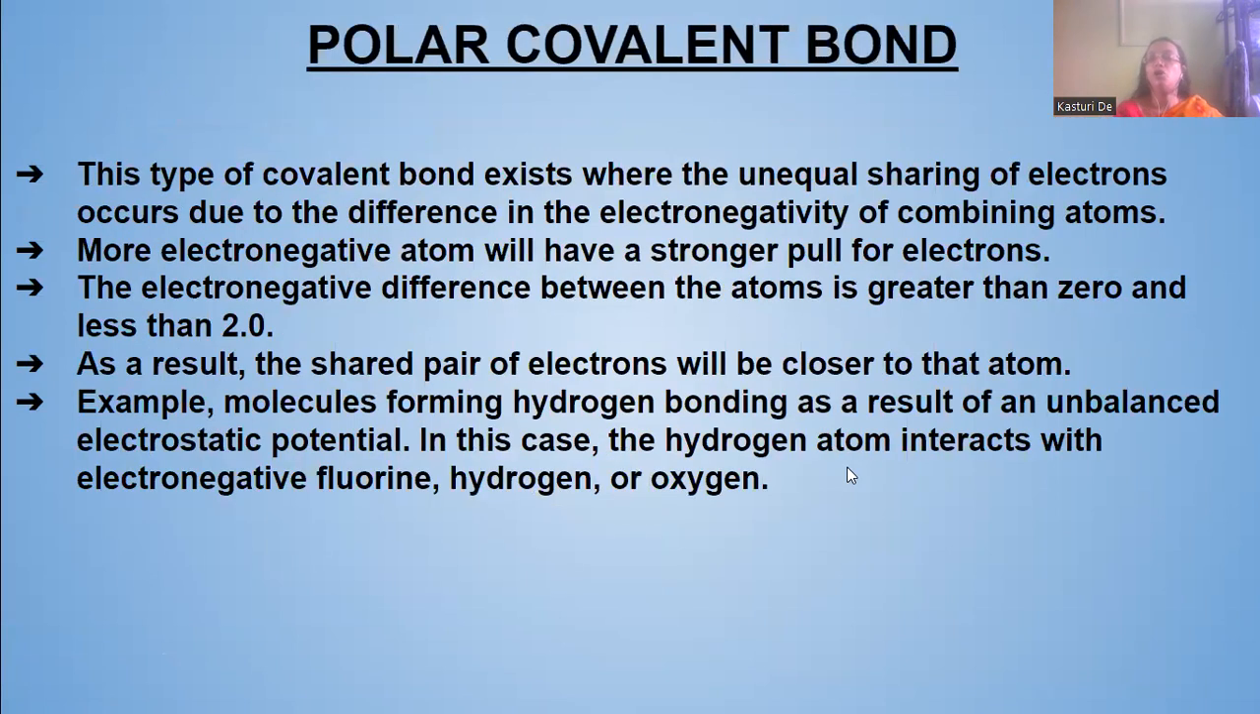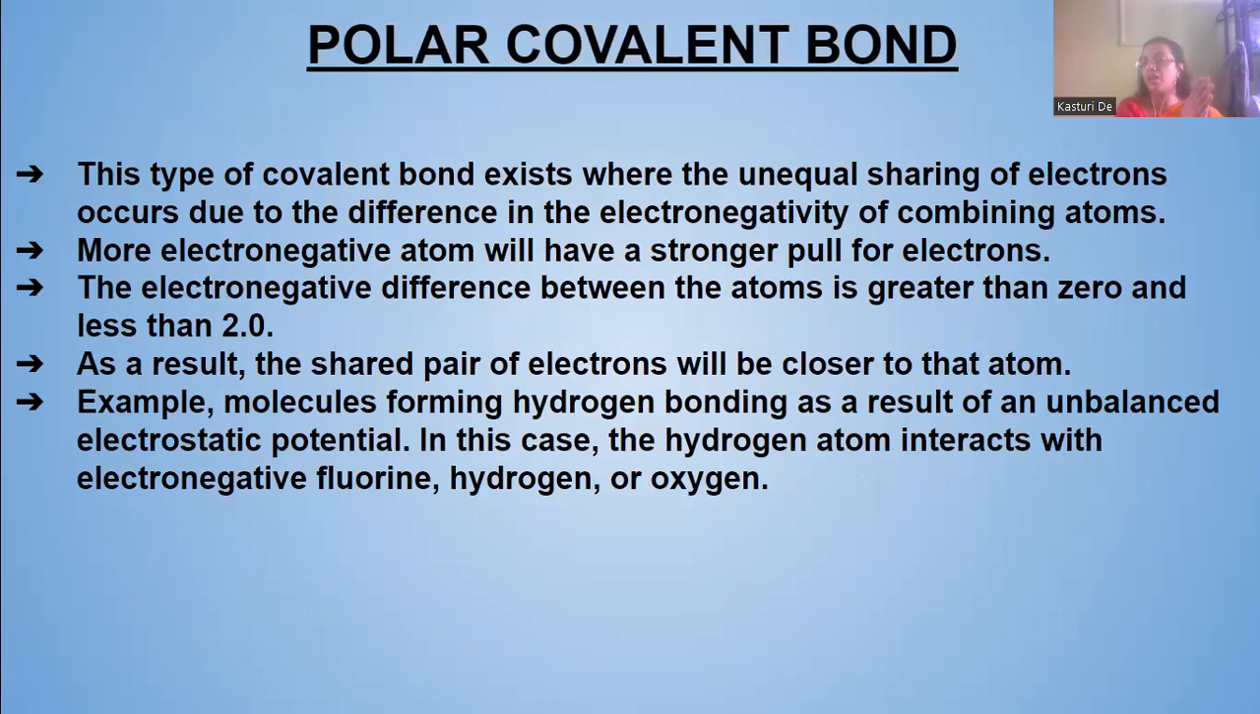Okay. Now we come to the other two covalent bonds, that is, polar and non-polar. So first we come to polar covalent bonds. There are five types of covalent bonds: single, double, triple, polar, and non-polar. Now, what is a polar covalent bond? This type of covalent bond exists when there is unequal sharing of electrons.